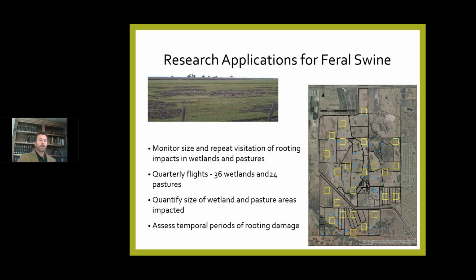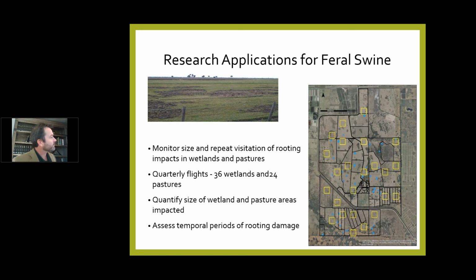So we wanted to do this originally in the same place we're doing all of our other work, and we are doing it on 36 wetlands and 24 pasture plots, and you can see that in the map on the right there. So the blue is all the wetlands.